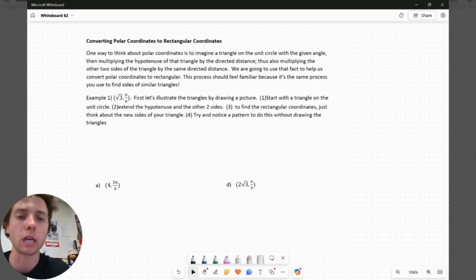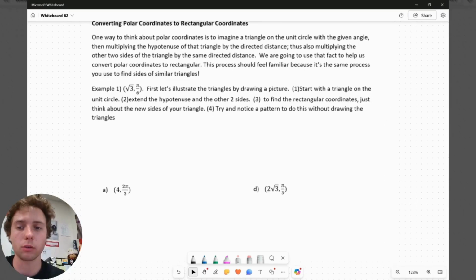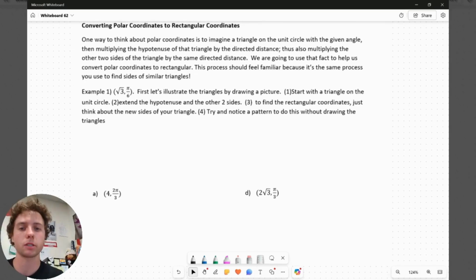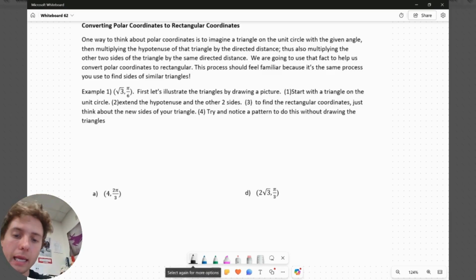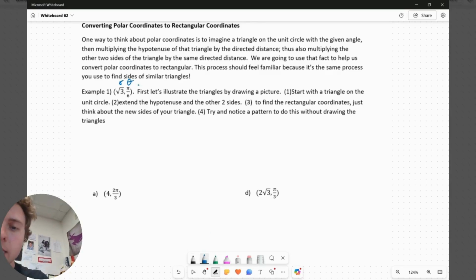So example one, top, kind of talks about what we're about to go through. But example one says, first let's illustrate the triangles by drawing a picture. So what we have is root 3 and pi 6. That is the radius, and that is theta. So I know if I draw a triangle, the angle is pi 6, and the radius is root 3.